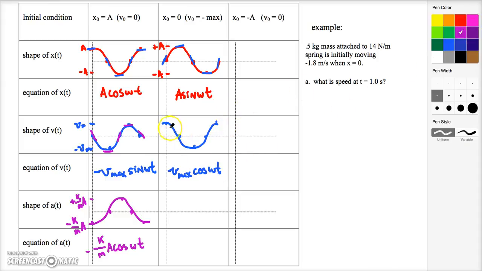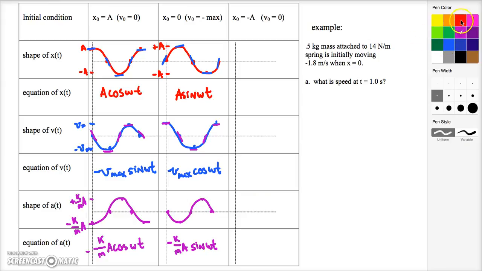Okay, and then for the last graph, the acceleration time, we go from 0 to negative to 0 to positive to 0. So we have 0, we have a negative value, back to 0, we have a positive value, and then back to 0. So draw a nice smooth curve connecting those points. And so we see that this is not sine, but this is actually minus sine. So this is minus k over m times A times sine of omega t.